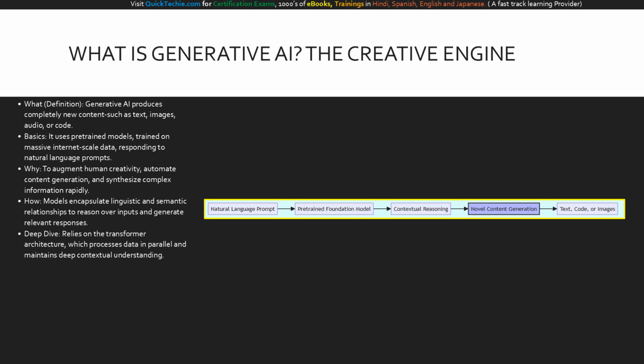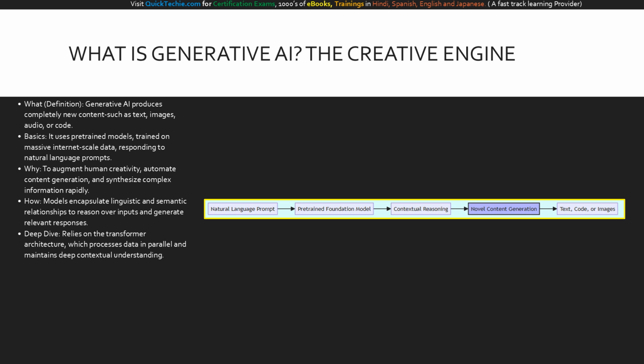Moving to our third slide, we introduce generative AI, the creative engine. What is it? While traditional AI analyzes data, generative AI goes a step further by producing entirely new content, including text, images, audio, and functional code. The basics involve using massive, pre-trained foundation models like large language models that have ingested internet-scale data and operate based on your natural language prompts.